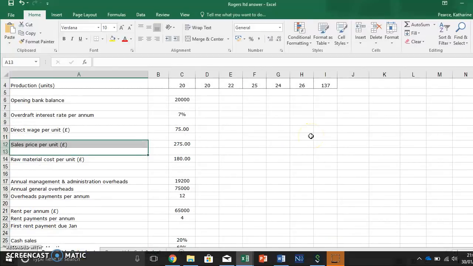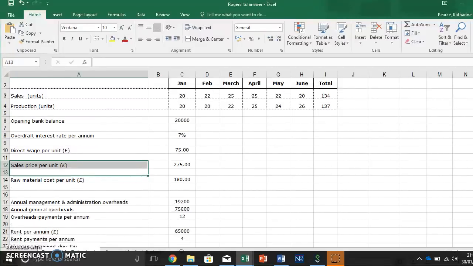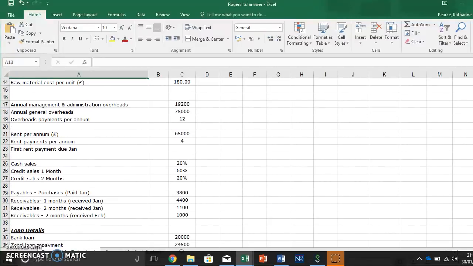Okay, so here we have Rogers Limited, which is question number 2. So this is our cash budget question. Here you start with a populated data sheet, so a lot of this information is given to you already. So we're now referring to page 61 of our workbooks where the Rogers Limited question can be found. Okay, now most of this information is here already.